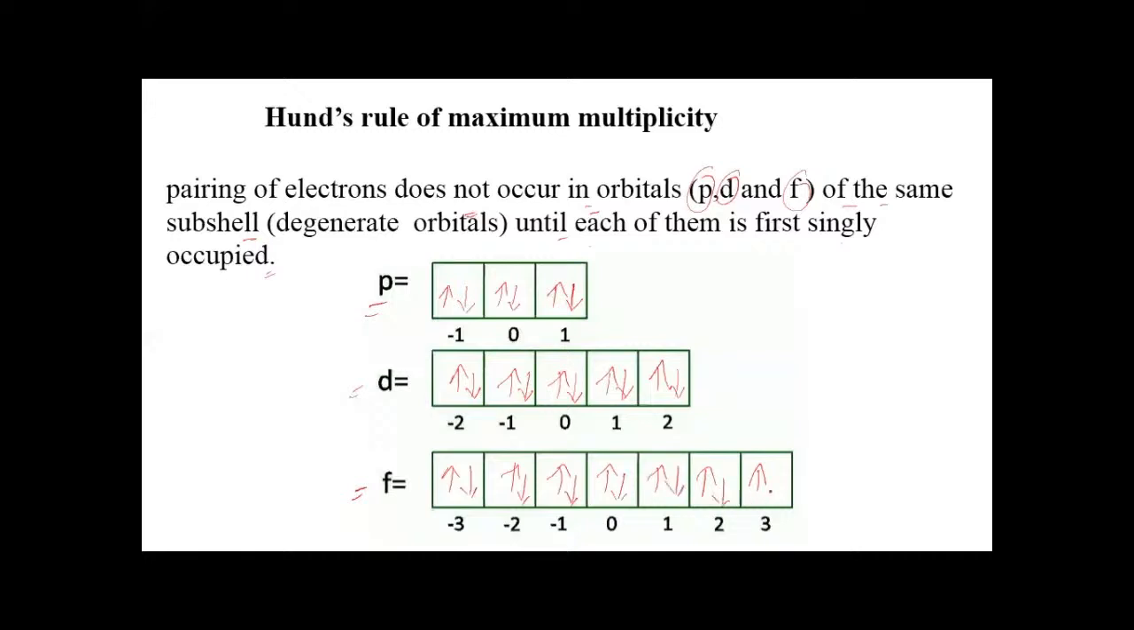Now, if we do pairing like this, it is a correct method in which electrons occupy singly first, then pairing takes place. If we pair up like this, it is not allowed because it does not follow Hund's rule. This orbital is vacant. Before pairing, each orbital must occupy 1 electron. Here we can understand by a small animation.